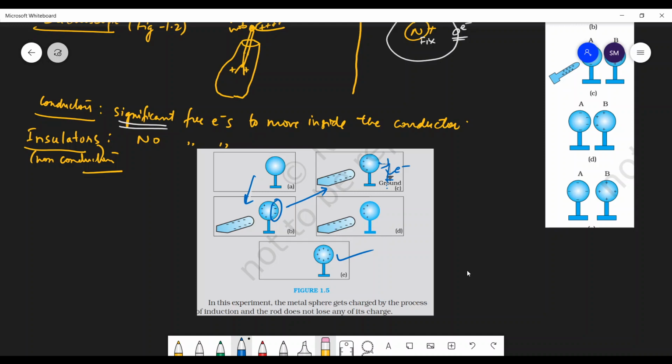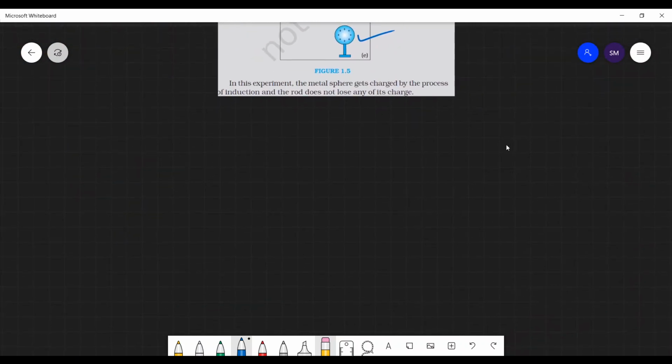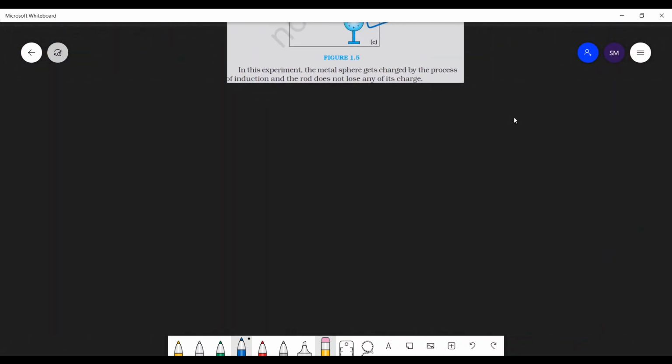Now the next topic is basic properties of electric charge. We have three basic properties of electric charge. So we have three important properties. The first one is additivity of charges.